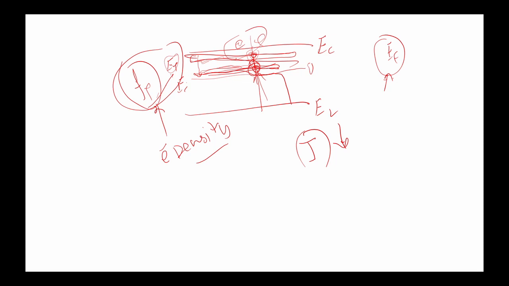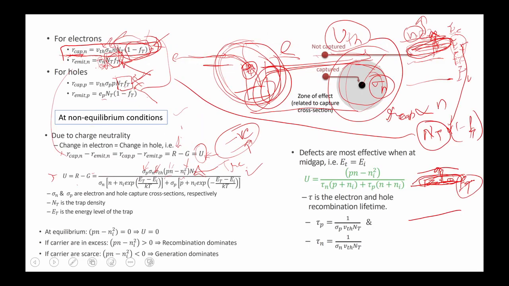We don't want this. This is captured by this equation here. For holes it is given by this one, and for electrons it is given by this one.